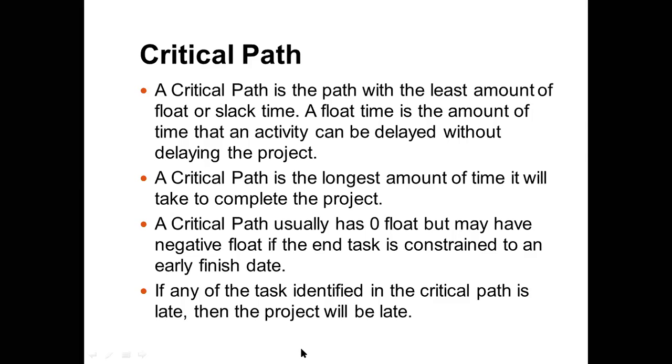A critical path is the path with the least amount of float and slack time. So we need to calculate the float time. What is float or slack time? A float time, I'm again repeating, is the amount of time that an activity can be delayed without delaying the project. Suppose an activity is taking 3 days, it can be delayed to 5 days. But the total amount of days that the project will take will not move further. The activity goes from 3 to 5, but if the project was taking 20 days to complete, it will not take longer. That is what critical path says.